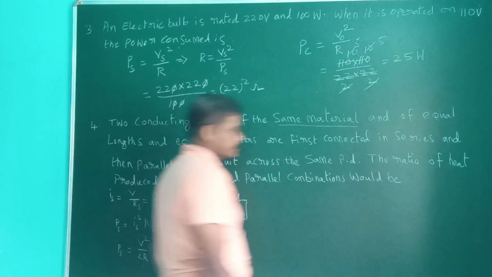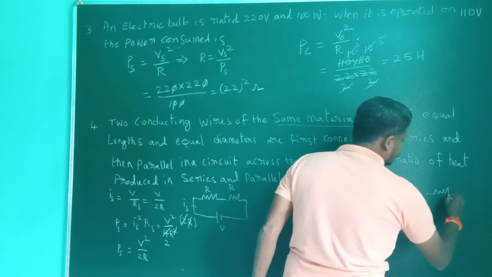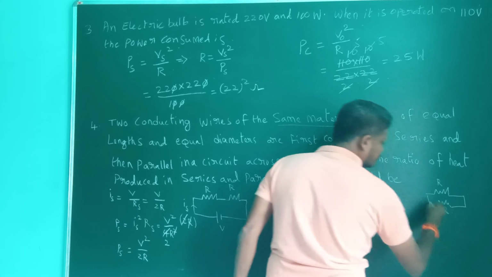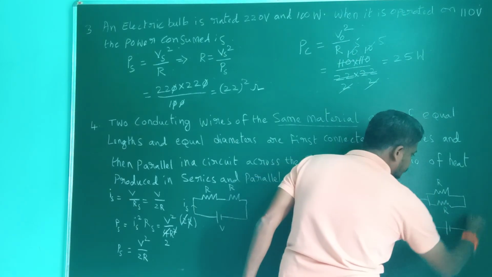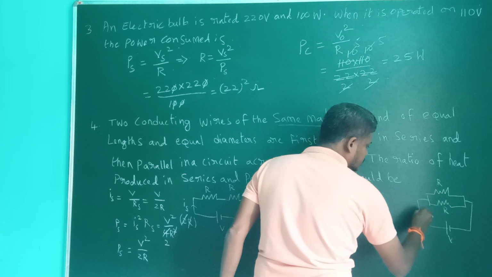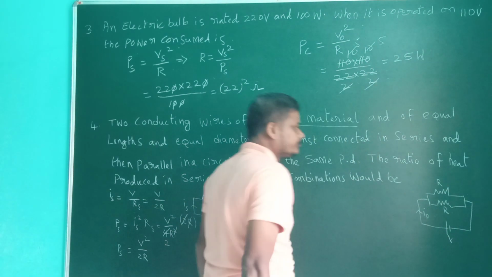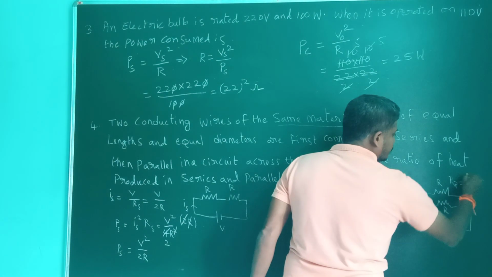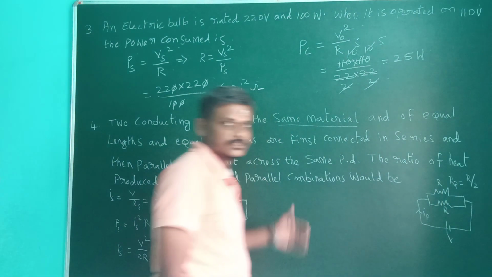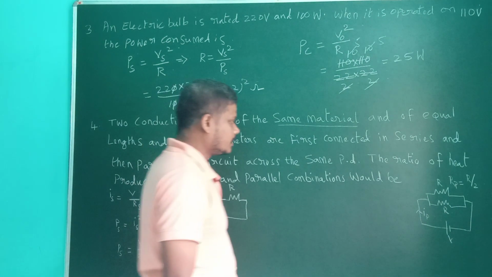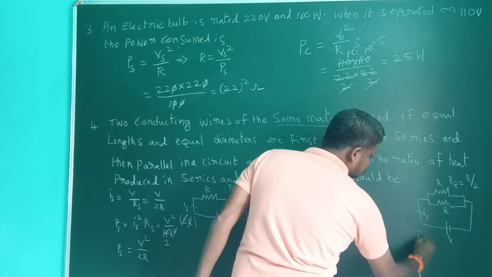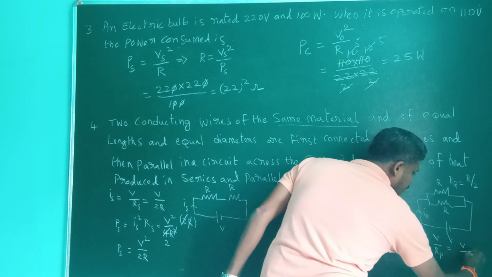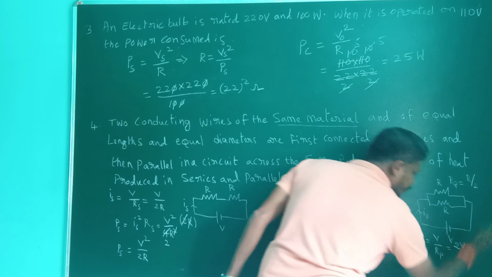When the same wires are connected in parallel, R and R across the same source of potential difference V, let the current passing through this wire be I parallel. Here since they are connected in parallel, R parallel will be R by 2. Equivalent resistance in parallel combination is R by 2. Now I parallel is V by R parallel, that is V by R by 2.